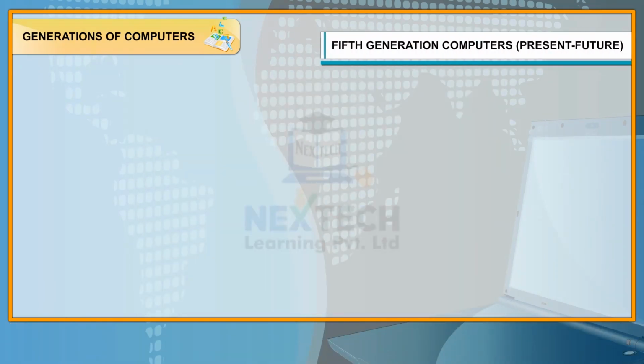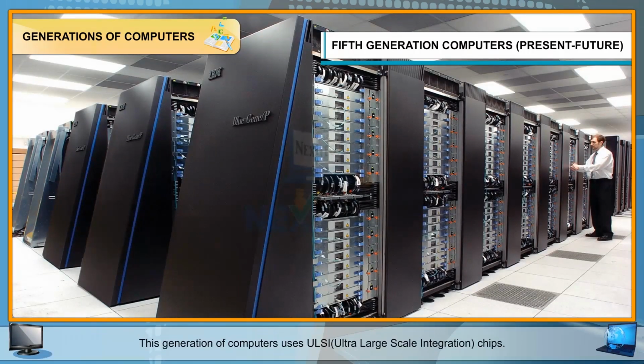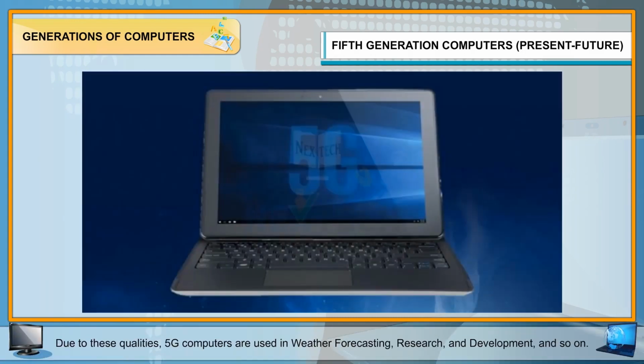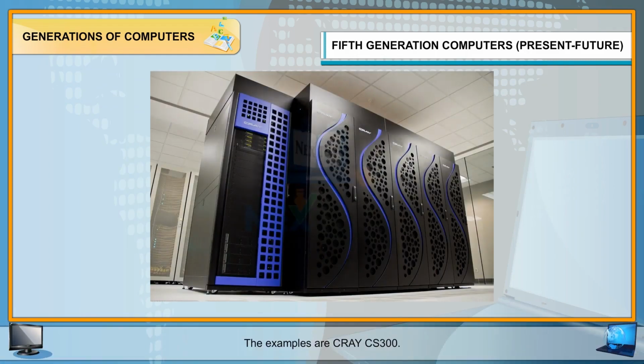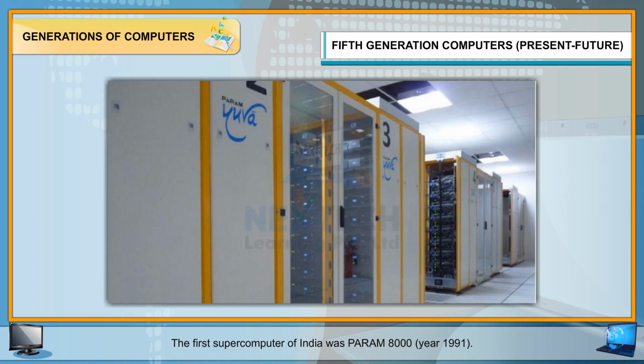Fifth generation computers, present to future. The fifth generation 5G of computers are also known as supercomputers. This generation of computers uses ULSI, Ultra Large Scale Integration chips. They have very high performance speed, storage capacity, and can carry out complex calculations. Due to these qualities, 5G computers are used in weather forecasting, research and development, and so on. The examples are Cray CS300. The first supercomputer of India was Param 8000, year 1991.